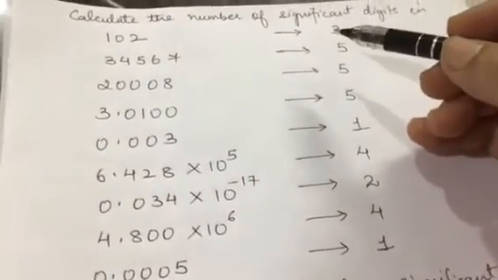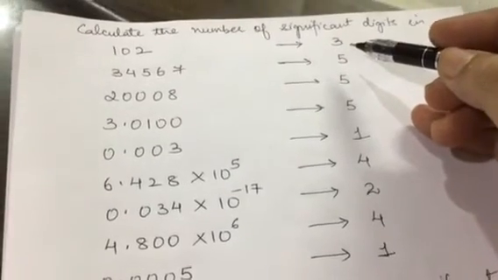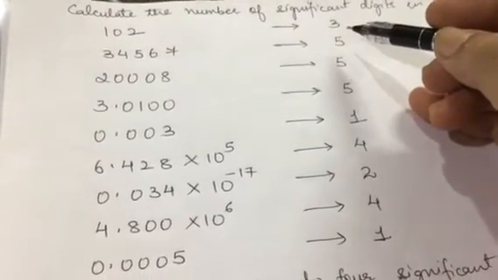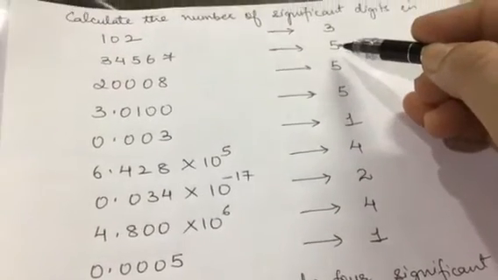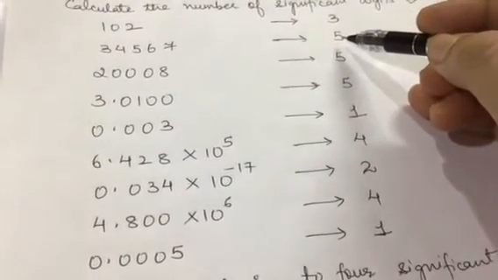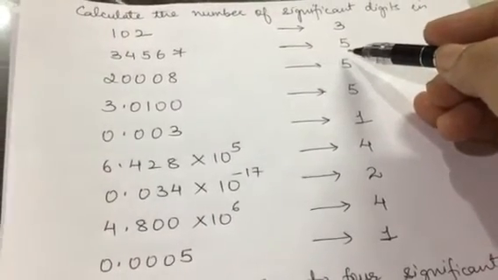Now I am teaching you how to calculate the number of significant digits. For example, I have 102. So the total number of significant digits is 3. In 34567, all are non-zero numbers. So the total number of significant digits is 5.